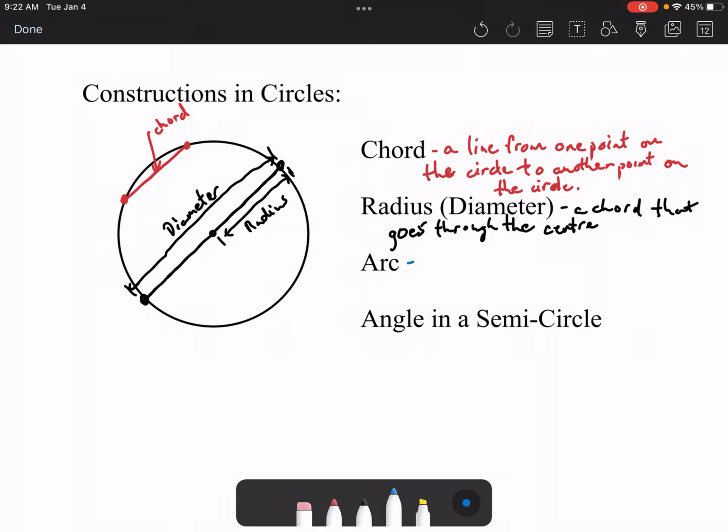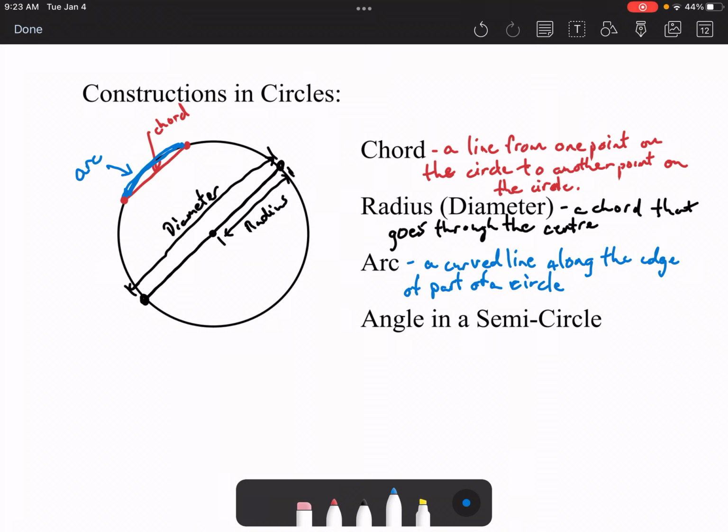An arc is a curved line along the edge of a circle. Sorry, part of a circle. So for instance, to go from that point to this point, this blue curve right here is called an arc.